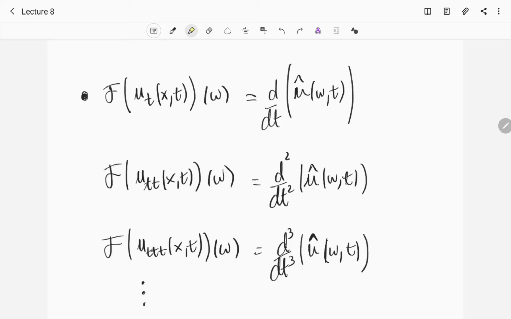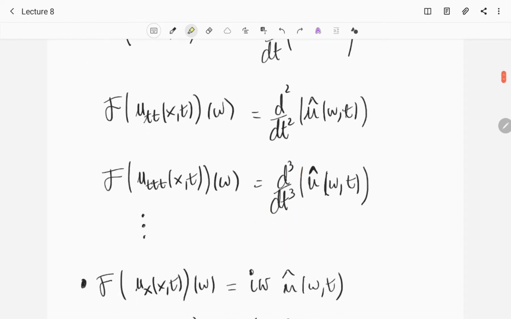If we have to compute the Fourier transform of the second derivative with respect to t of our function u, that's exactly the same as first computing the Fourier transform of u, and after that computing the second derivative with respect to t of that function. You can imagine if we have the third derivative of u and we want to compute the Fourier transform of that function, that's the same as first having the Fourier transform of u and then differentiating 3 times with respect to t, and so on and so on.